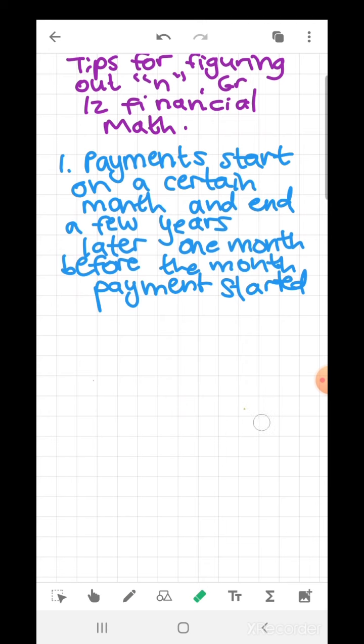So the first example we're going to go through, a trick of how to figure out N in this specific situation, situation one, is where payments start on a certain month and end in a few years' time, 1 month before the month that payment started. I know that sounds confusing, but let's say payment started in June of a certain year, and then they end the following year in May. May is 1 month before June. So it's 1 month before payment had started. That's what I'm trying to say. So in these situations, this is how you're going to figure out N. I'm going to write out an example.